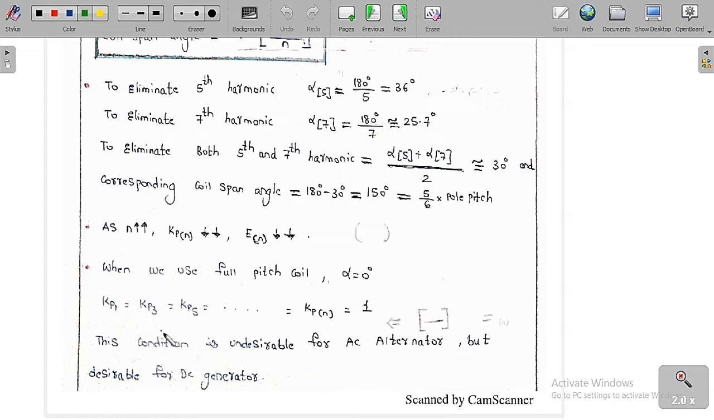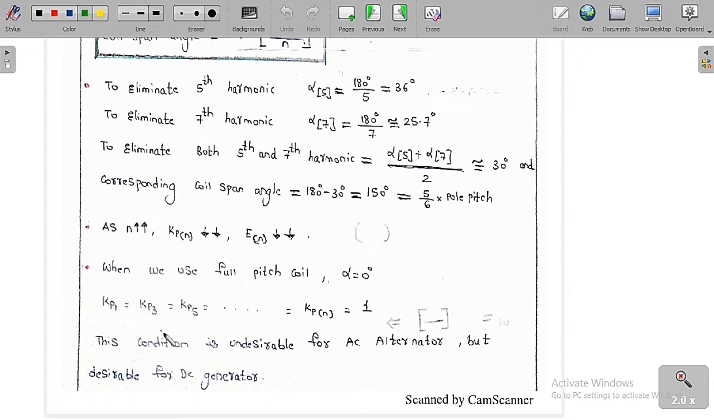If you go for the alternator with the full pitch winding, the pitch factor for all the harmonics is equal to 1, because the short pitch angle is equal to 0. It means that all the harmonics are going to be present with the fundamental. If every harmonic is present, the overall EMF in the output of the armature will never be a pure sinusoidal. It will be degraded, or you can say non-sinusoidal. That is the reason we have to use the short pitch winding. Then we can remove all the dominant harmonics. Only the fundamental is going to be present ideally, so the output will be pure sinusoidal.